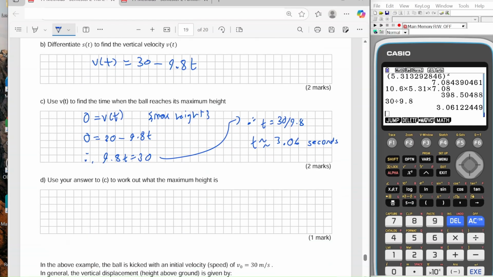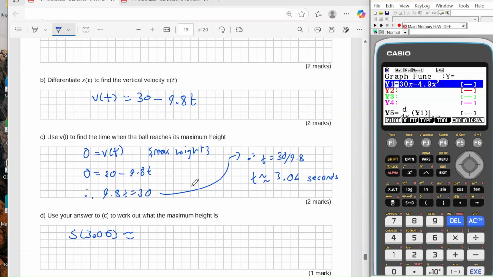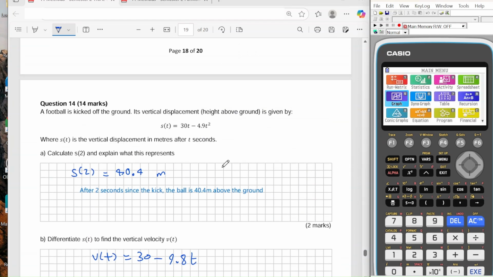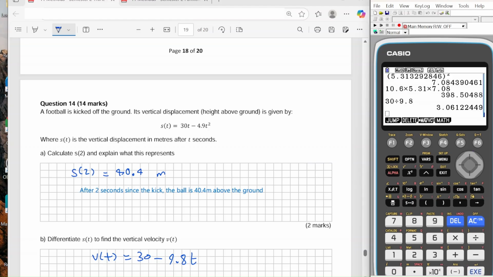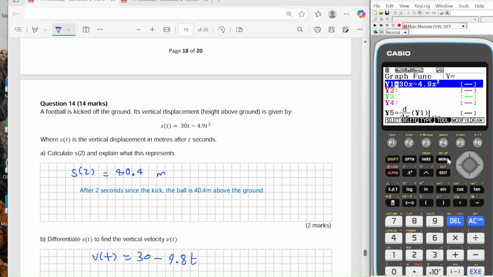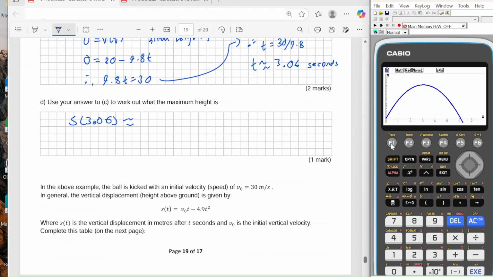Use your answer from C to work out what the maximum height is. So S of 3.06 roughly equals, and then we go back to our graph. Whenever I work out these S values, you can actually sub it into the equation. For example, that first one, I could have done 30 times 2 take 4.9 times 2 squared, and I would have got 40.4. But it's just a lot quicker to do it on your graph with trace. So let's draw that. Actually, I might just go G-Solve max, not min, max. Try that again. 45.9. So that is the max height.